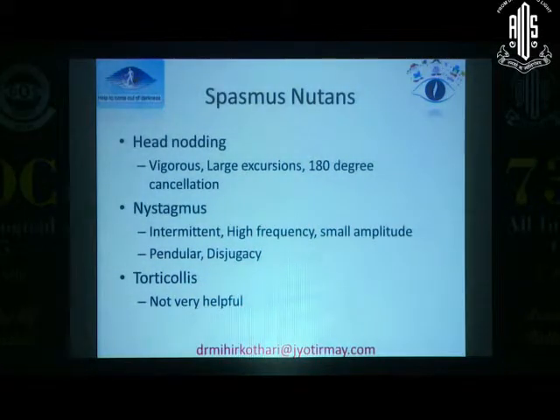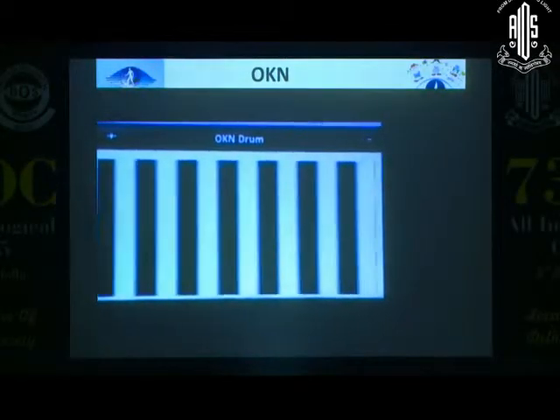Of course, a child having head nodding which is vigorous, having large excursion, which if you do an eye movement recording with head rotation is having 180-degree opposite excursion, should be thought of as having spasmus nutans. You would like to neuroimage them if the nystagmus is intermittent or there is high frequency, small amplitude pendular nystagmus with significant amount of disjugacy. However, presence or absence of torticollis is not a very significant factor in deciding whether you should neuroimage patients with this.